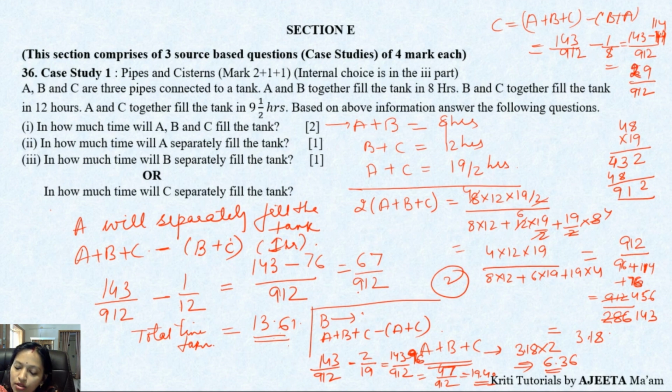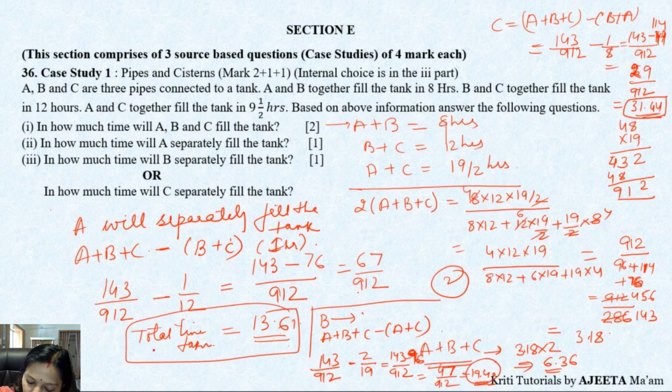114. Okay, so we get here this 3 minus. Now let's do it. 912 divided by 29. So it will take all 31 hours. Correct? So this will be the time taken by C, this will be the time taken by B, and this will be the time taken by A alone. So 1 mark for each. You can attempt any of the third part, B or C. Correct? So this is how you mark it off. Now let's move on to the next.